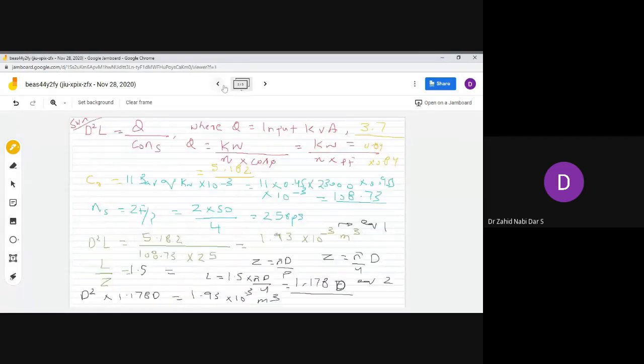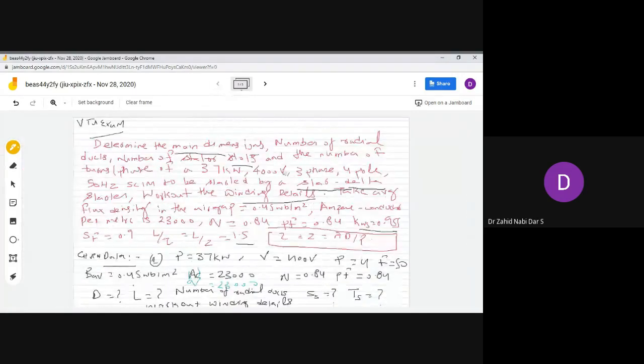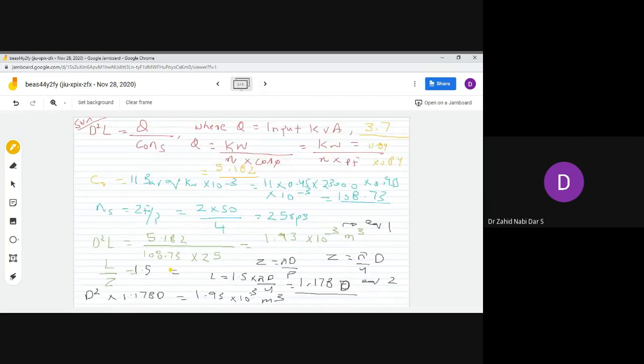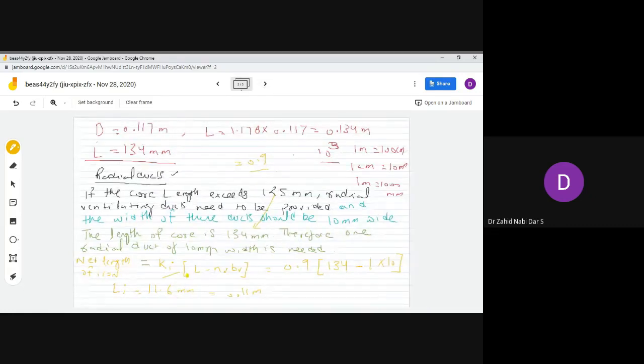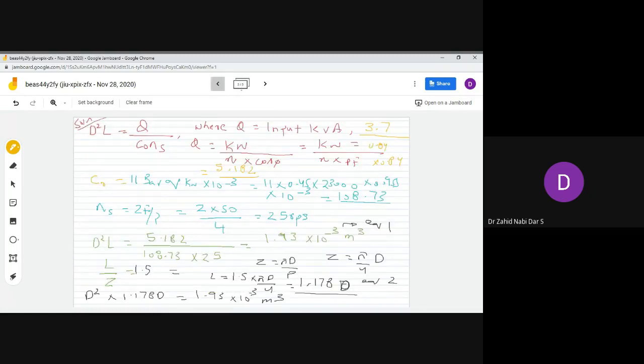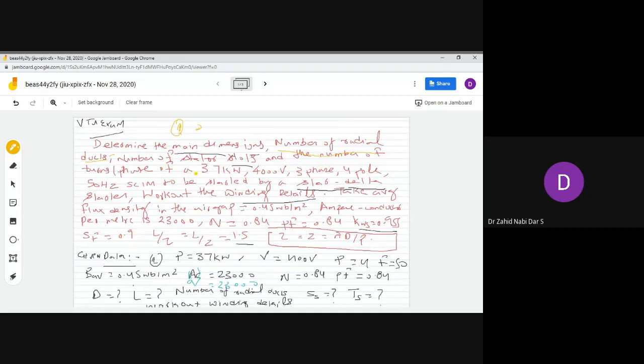If you look back to the problem, we have also calculated the number of radial ducts. Basically only one duct is required. If you leave it at that point in the examination, it is good, because they have not asked for the length, but in some exam they may ask you for the length also, so you can calculate this.